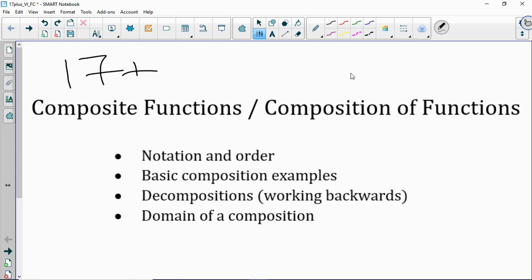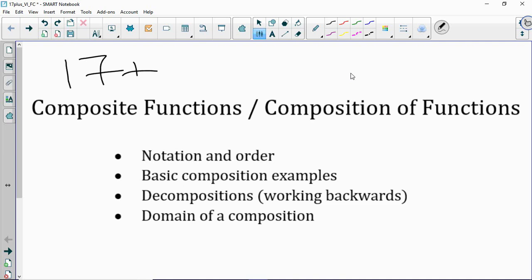Okay, we're continuing with Chapter 17 Plus. This topic's so great, it has two different titles. Just two different ways of saying the same thing here: composite functions or composition of functions. But basically what's happening is we're going to take two functions and combine them, not through addition, subtraction, multiplication, division, etc., but by putting one function into another. That's what we refer to when we speak of composite functions or compositions of functions.